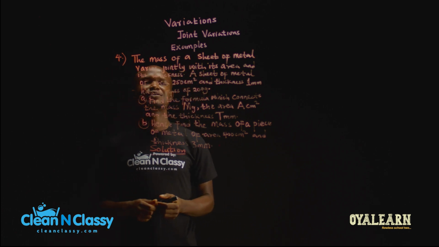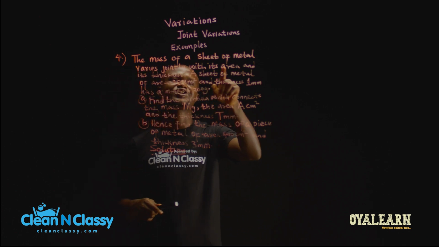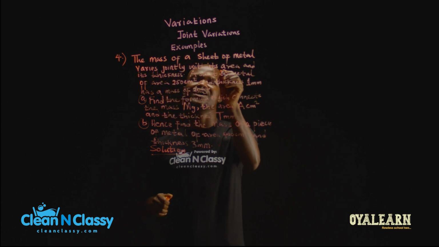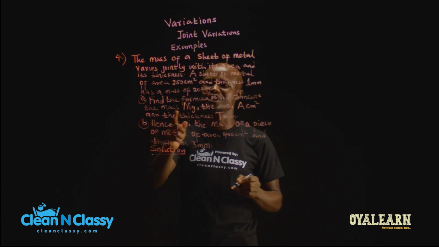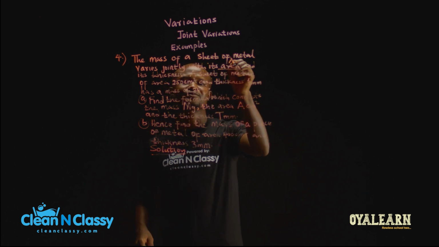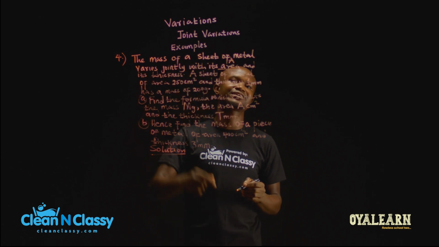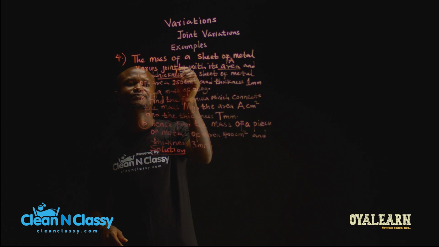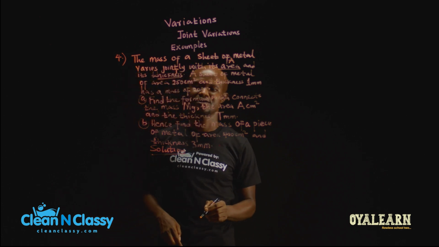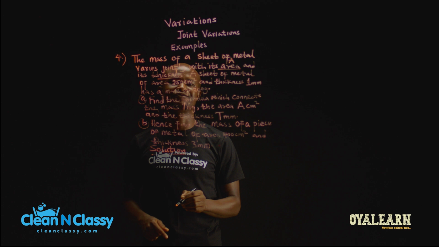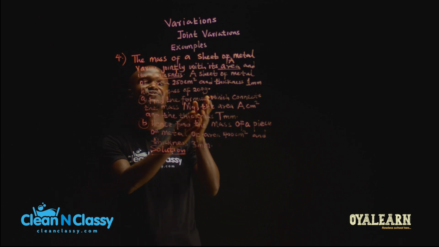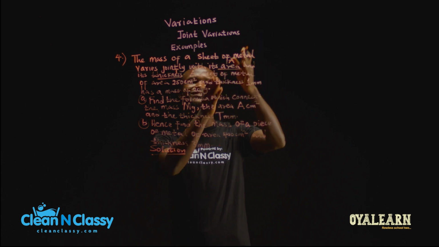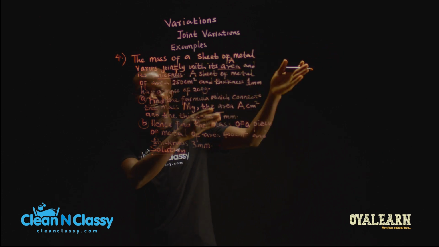Solution to the problem. From the first statement, the mass of a sheet of metal varies jointly with its area. What is the notation for area here? Area A and its thickness, thickness T. So let's interpret that. Varies jointly, that is, varies directly with area A and also its thickness T.